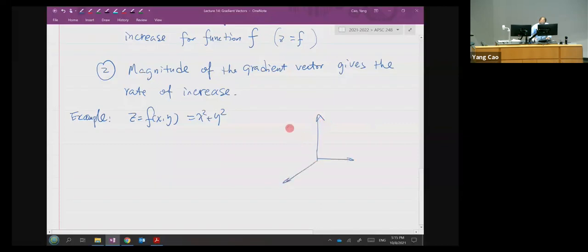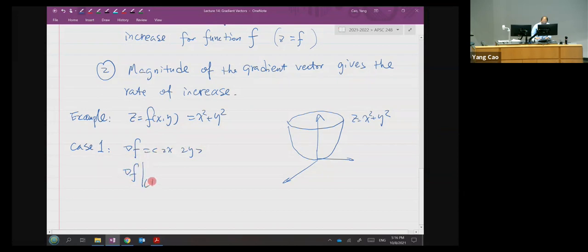Of course, if I sketch the surface, we have already demonstrated it's a paraboloid, and that's a much easier surface to sketch than the saddle. Okay, I'll call this case number one. In case number one, I'll calculate the gradient of this function f. So I get 2x, 2y, and then I'm going to calculate the gradient vector at 1, 1. So I get 2, 2.